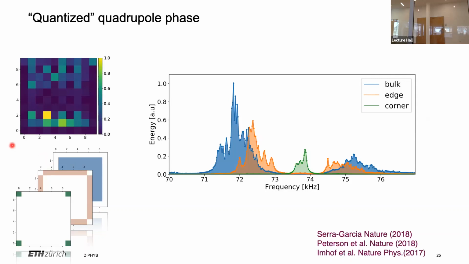So you see, we indeed have a two-band model over here. This is the lower band, and then this is the upper band. And you see that in the bulk, there is indeed a gap, but on the edge, there is also a gap. There is no excitation around 74 kilohertz, but then we have four modes localized at the corner in the middle of the gap. And these are the four corner modes of a higher order topological insulator of this model that they put forward.